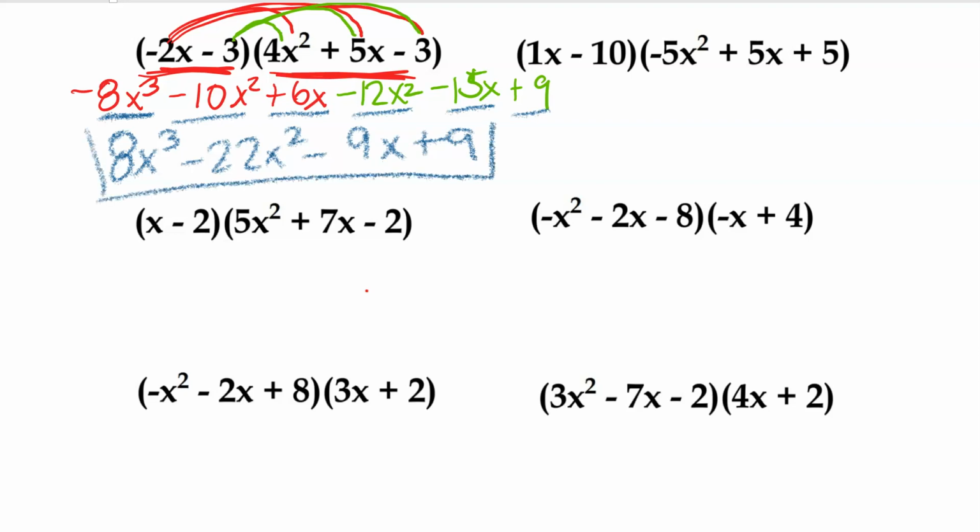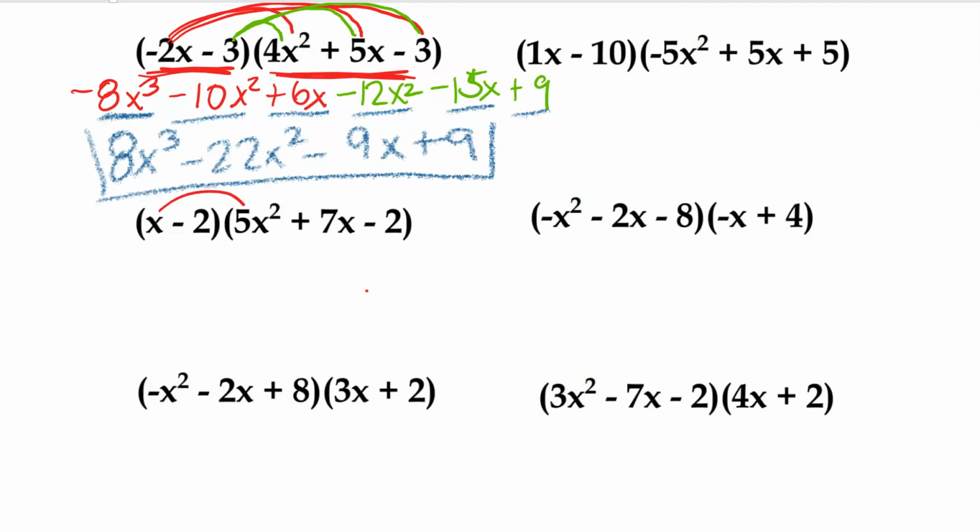So when I multiply a binomial by a trinomial, notice I end up with 4 terms. When I do 2 times 2, whatever. All right. So I'm going to do this one more time, and then I'm going to be done because the video is going to be over. And I'm going to give y'all just 2 to do, and then you're going to be done.